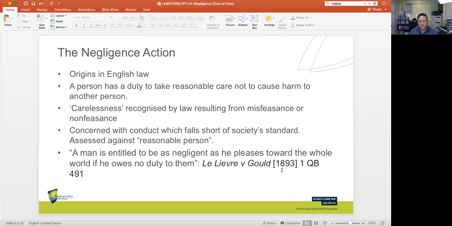And one of the key cases that we will come across when we study torts is a case of Liv versus Gold, where it was decided by the courts of the UK that a man is entitled to be as negligent as he pleases toward the whole world if he owes no duty to them. So in other words, we can be as negligent as we like, but the question is, if by our negligent action we cause harm, does it mean that we are then liable for tort on the basis of a negligent action?